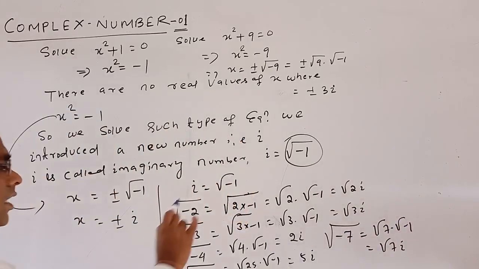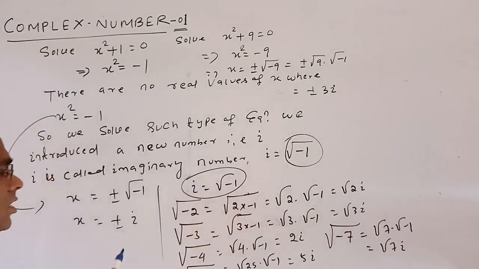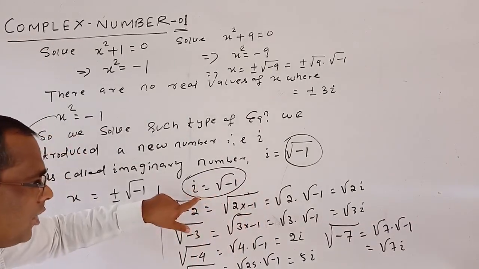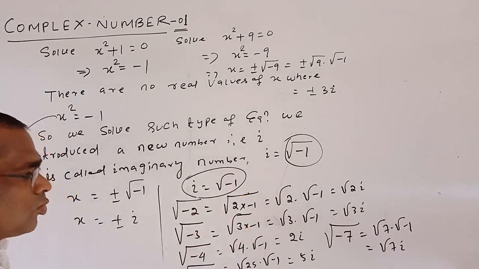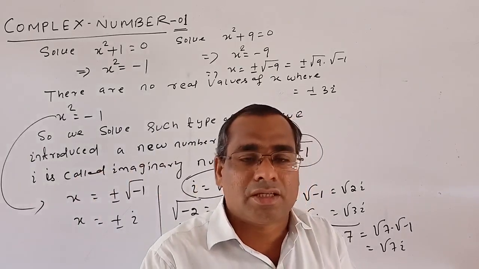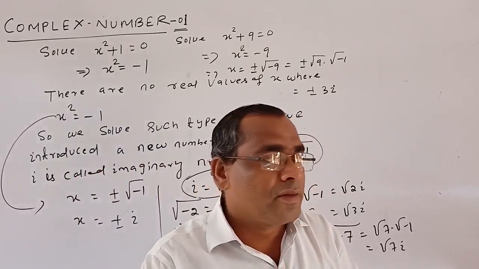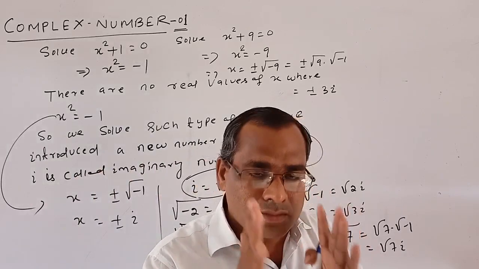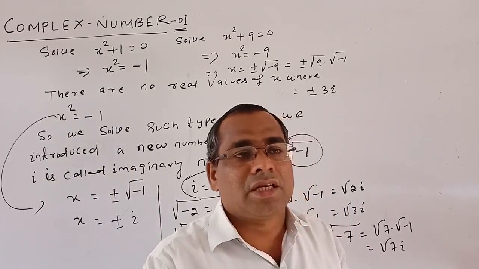So I is called imaginary number and its value is root over minus 1. I, 2I, 3I, 5I, root 2 I, root 3 I, these are also imaginary numbers. So any multiple of I is known as imaginary number. So what is imaginary number? Imaginary numbers are numbers whose square is negative.